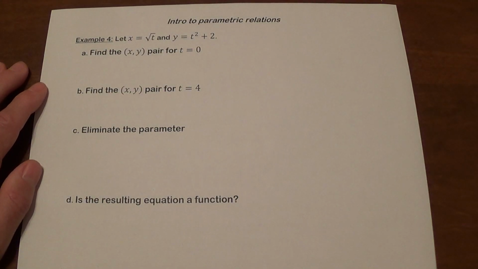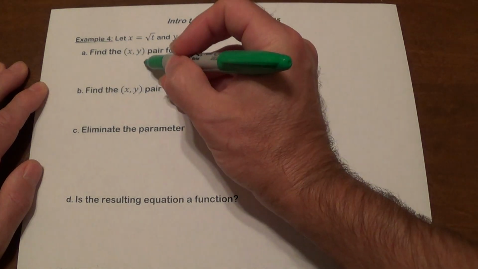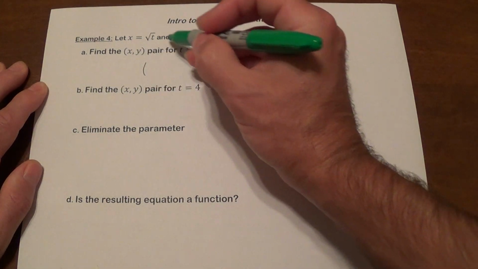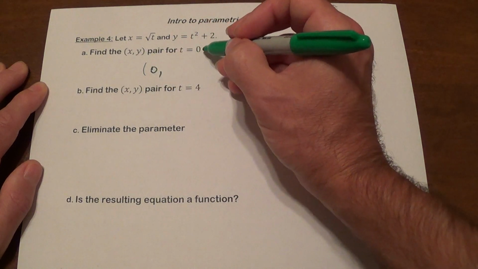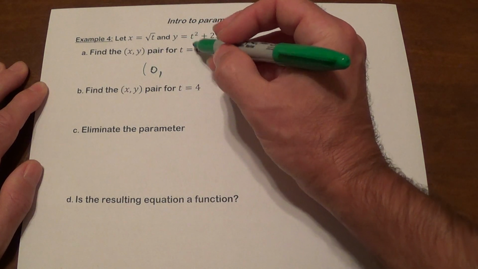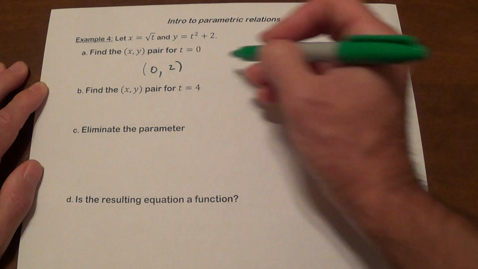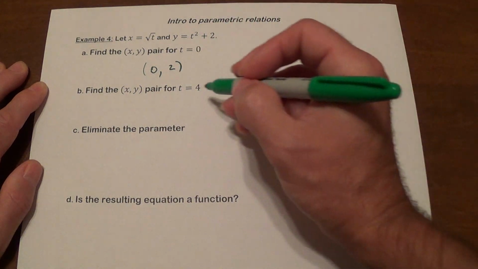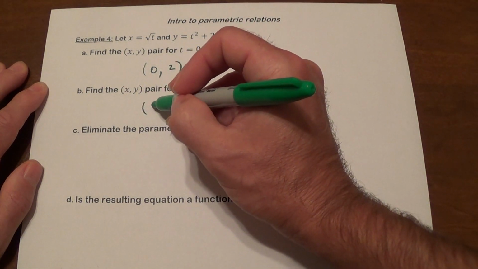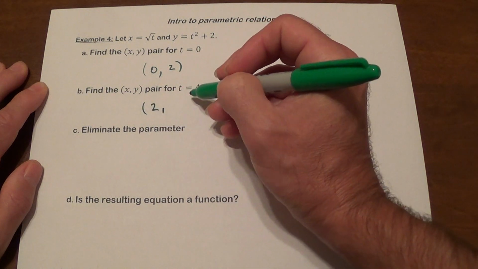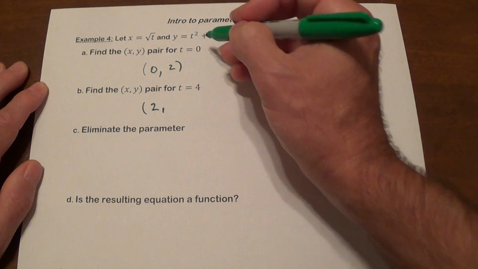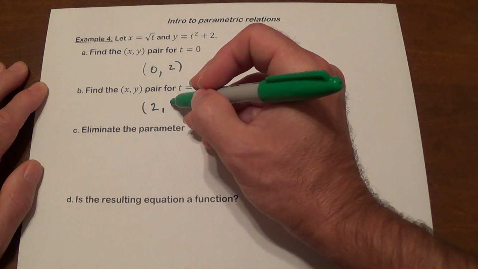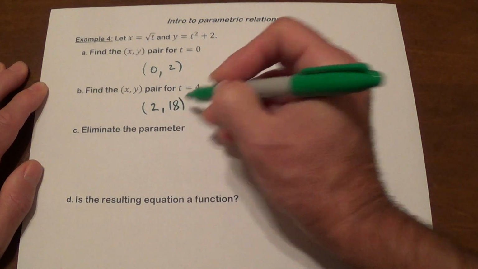Okay, our last example: x equals the square root of t, y equals t squared plus 2. Find the pair for t equals 0. When t is 0, x is going to be 0, and y is going to be 2. When t is 4, x is going to be 2, and y is going to be 16 plus 2, which is 18.